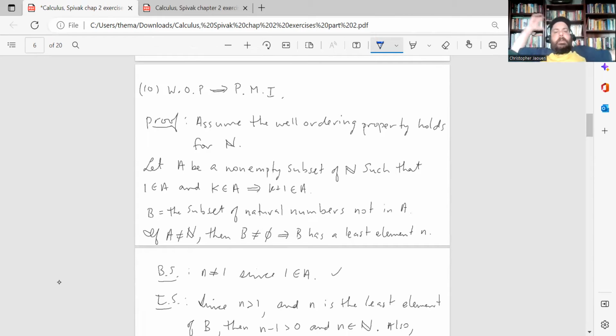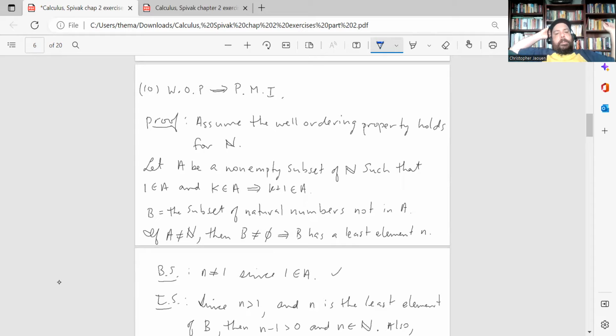Okay, number 10 says that the well-ordering property implies the principle of mathematical induction. This is the converse of one of the theorems that we proved in the textbook, if you look at the notes for that section.